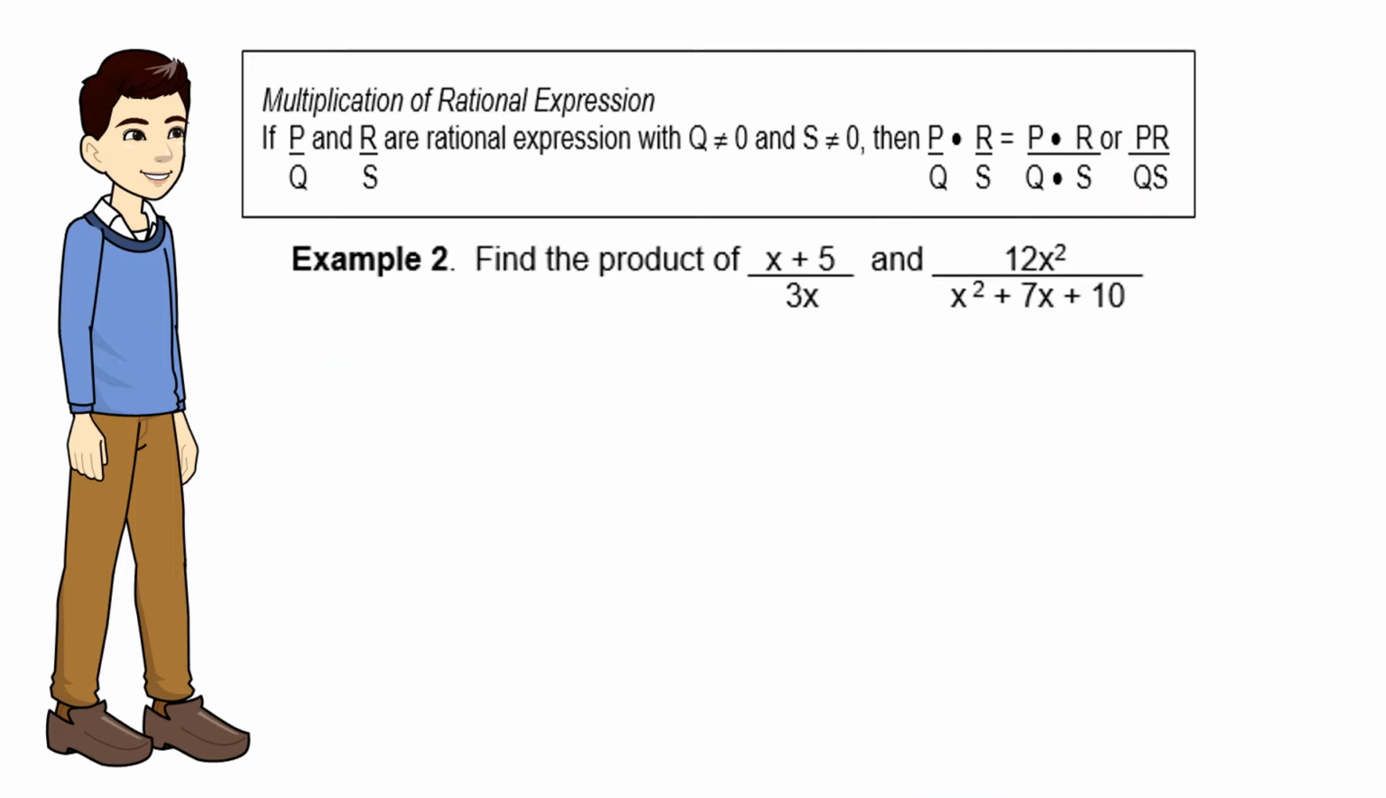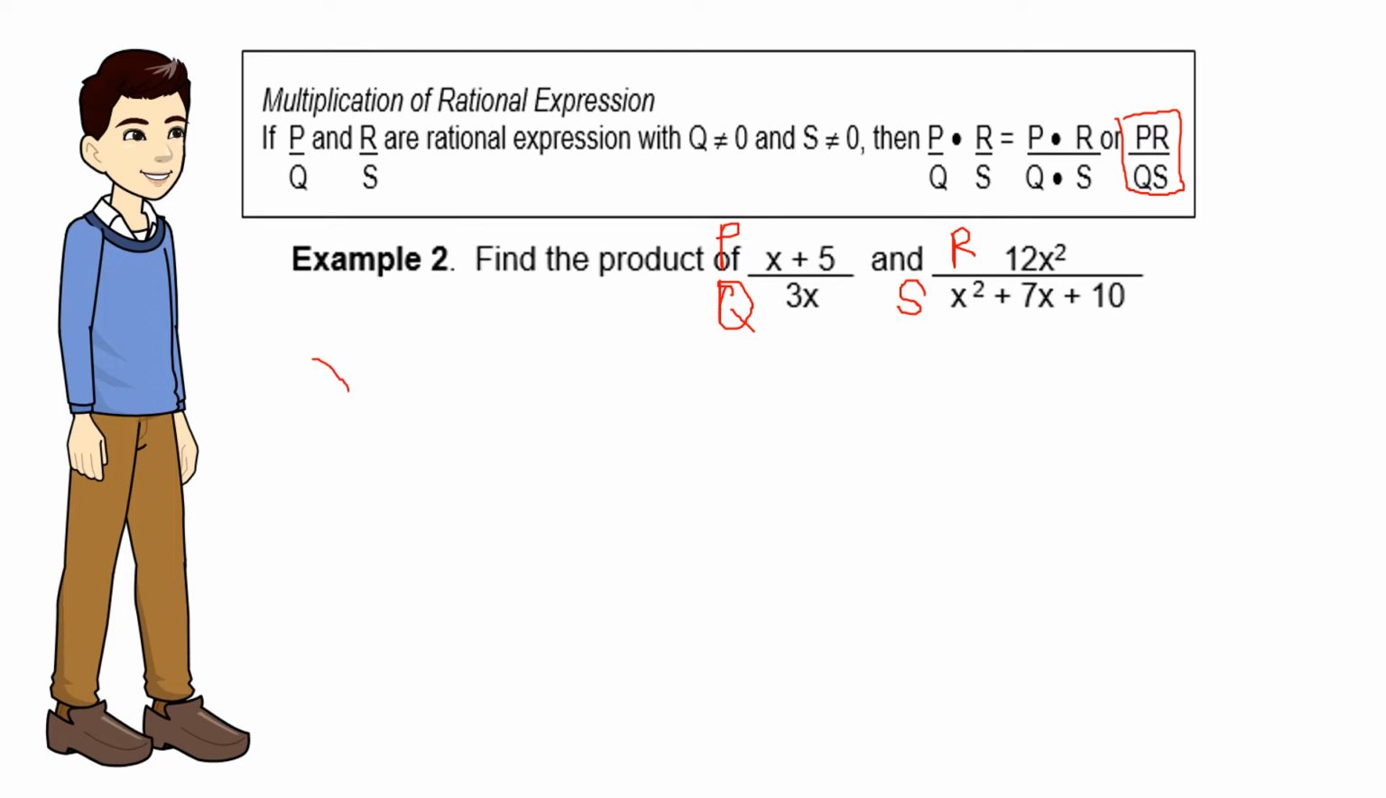Okay. Next, example number 2, find the product of x plus 5 over 3x and 12x squared over x squared plus 7x plus 10. So, gagamitin ulit natin yung PR over QS. So, again, this would be our P, this would be our R, then this would be the letter Q, then the letter S. Yeah, para may reference lagi tayo. So, multiplication of rational expressions, PR over QS.